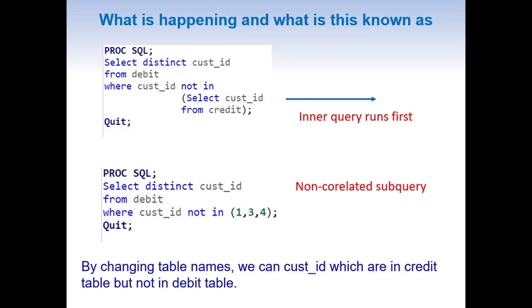In the very beginning of this presentation, we discussed one more scenario, where we have cust IDs which are in the credit table but they are not in the debit table. Doing this is very simple. The code is pretty much the same. The only change we need to make is, in the outer query, instead of debit, we need to write credit. Instead of writing credit in the inner query, we need to write debit. That will give us cust IDs which are there in the credit table but not in the debit table.